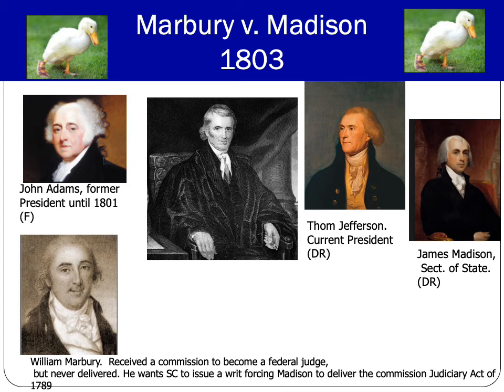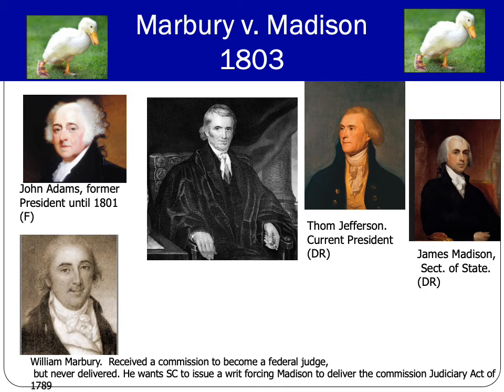Well, William Marbury said that there was a federal law on the books that said the Supreme Court could force federal officers like Jefferson and Madison to do their job. It was called a writ of mandamus. And so William Marbury went to John Marshall, the man in the middle there, the Chief Justice of the Supreme Court, basically saying, hey, Chief Justice, force Jefferson and Madison to deliver those commissions.